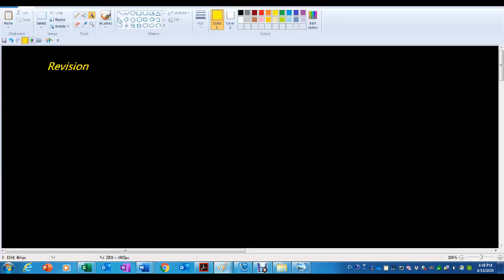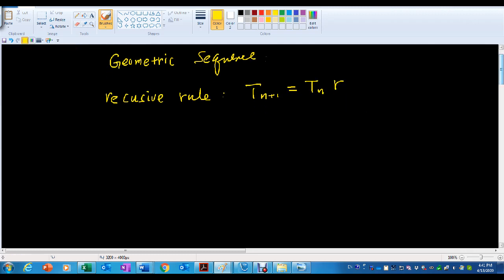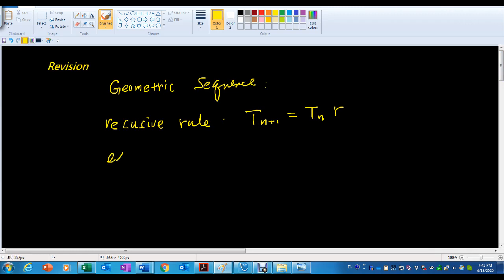First we need to do a bit of revision about the idea of geometric sequences. A geometric sequence is a sequence with a common ratio. The recursive rule is T(n+1), that means the (n+1)th term equals its previous term times r. And we also have an explicit rule.